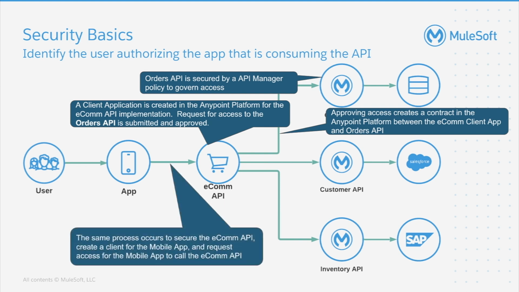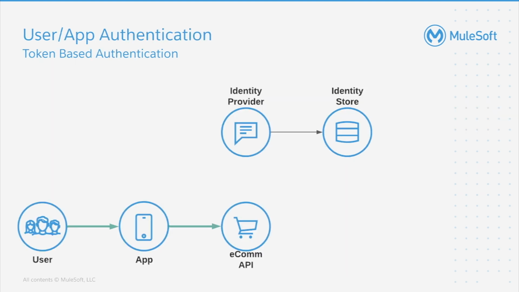The same process occurs to secure the eCom API. Create a client for the mobile app and request access for the mobile app to be able to call the eCom API. Now that we've got the APIs authorized and the mobile client app authorized, let's look at how a user interaction would work. The user is going to start interacting with the mobile app, which is going to need to authenticate the user. The app will direct the user towards the identity provider to authenticate.